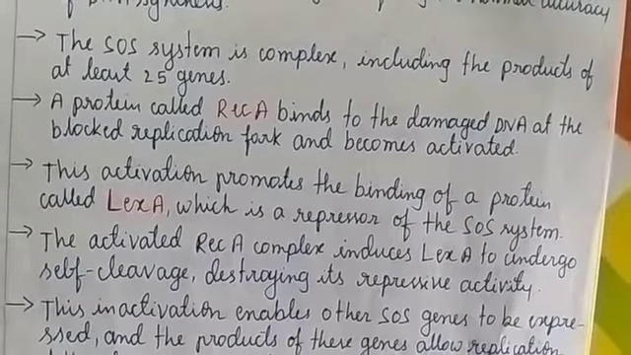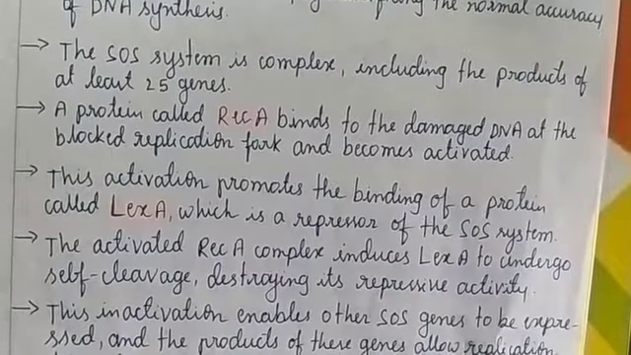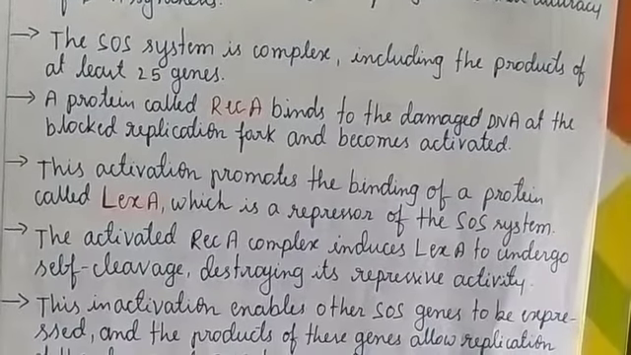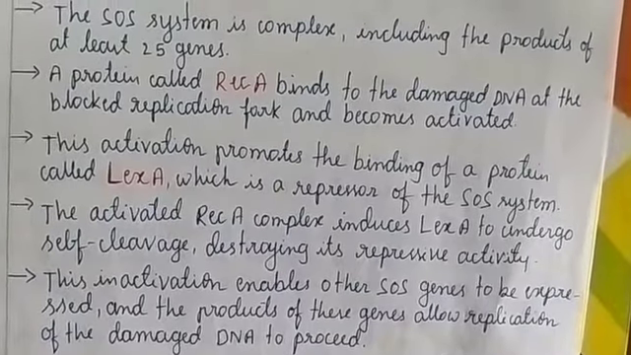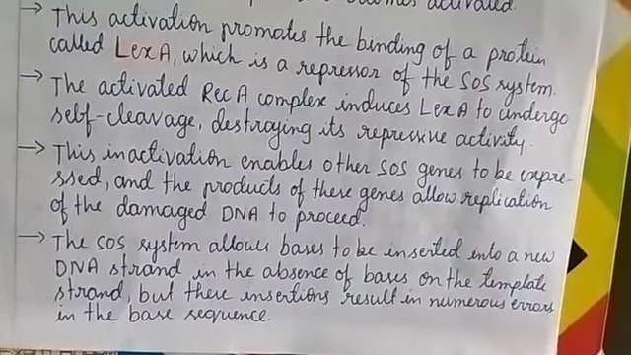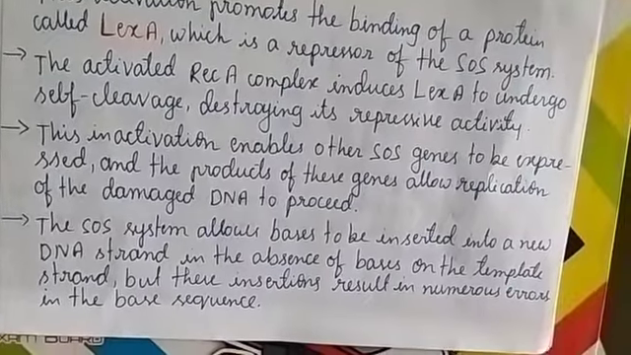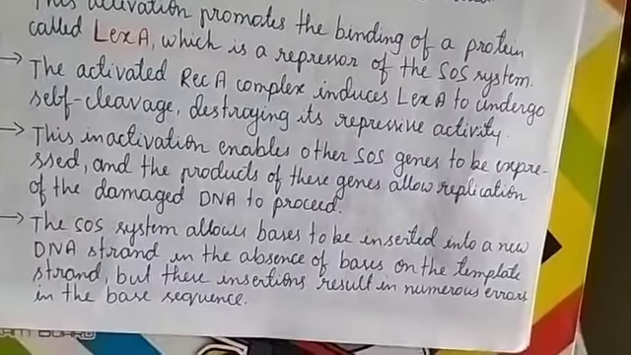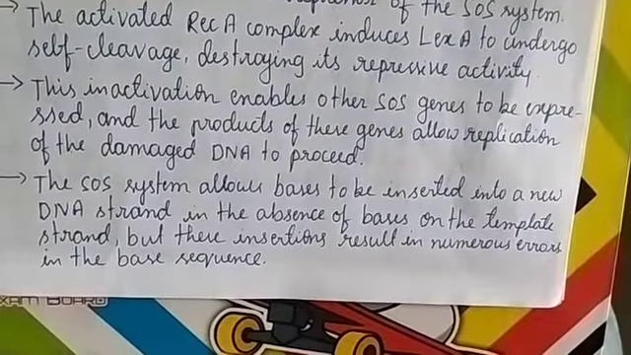A protein called RecA binds to the damaged DNA at the blocked replication fork and becomes activated. This activation promotes the binding of a protein called LexA, which is a repressor of the SOS system. The activated RecA complex induces LexA to undergo self-cleavage, destroying its repressive activity. This inactivation enables the other SOS genes to be expressed, and the products of these genes allow replication of the damaged DNA to proceed.